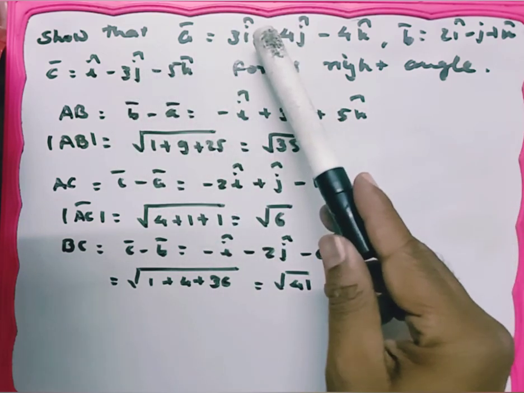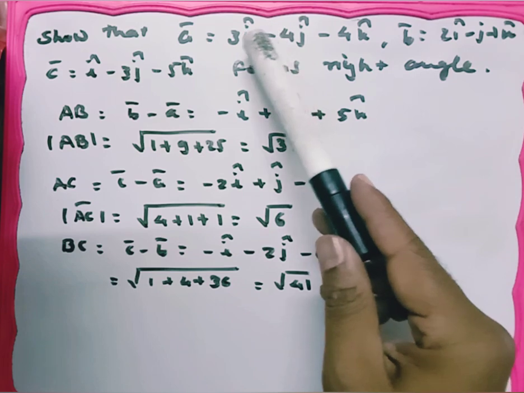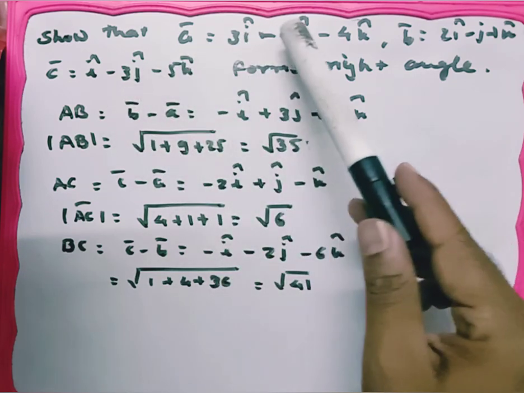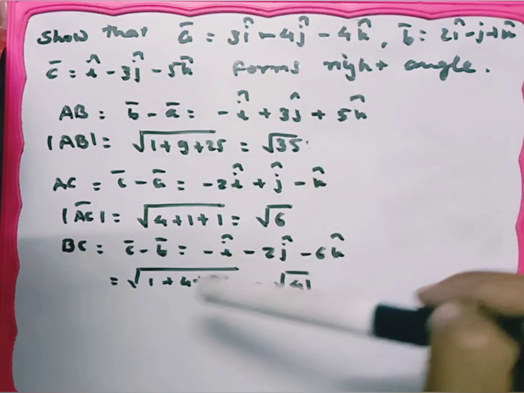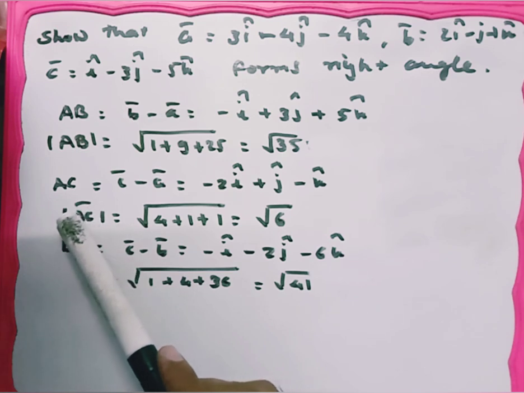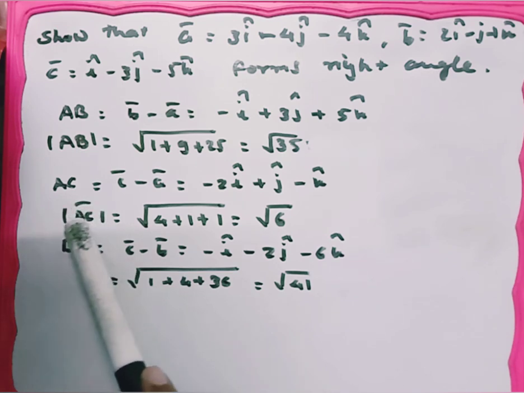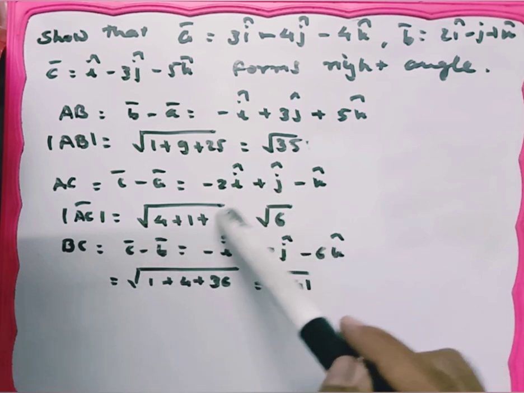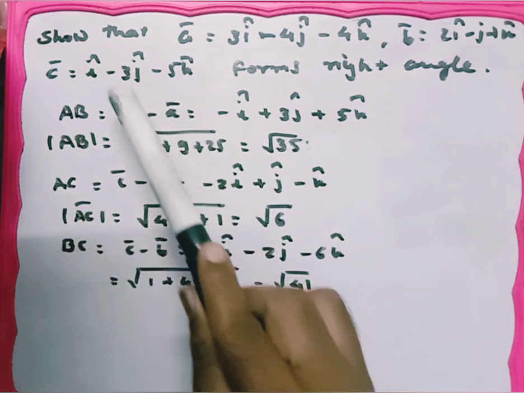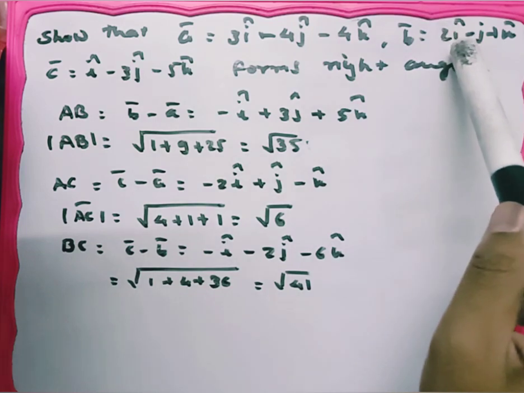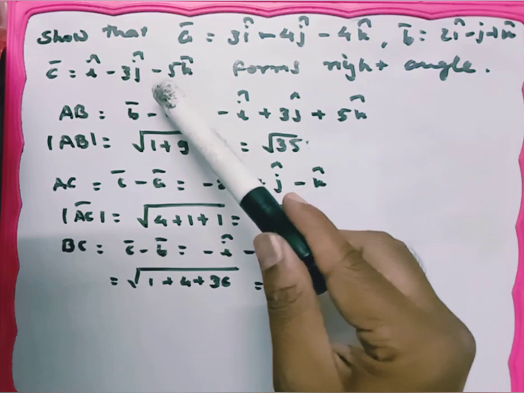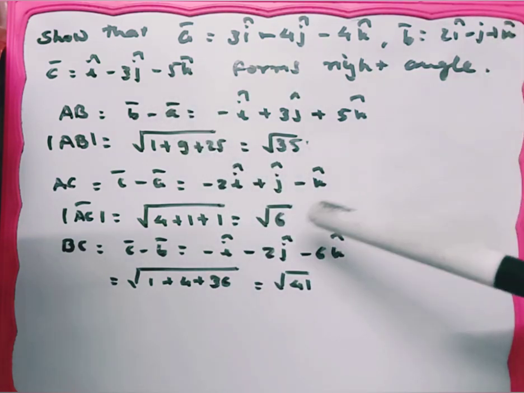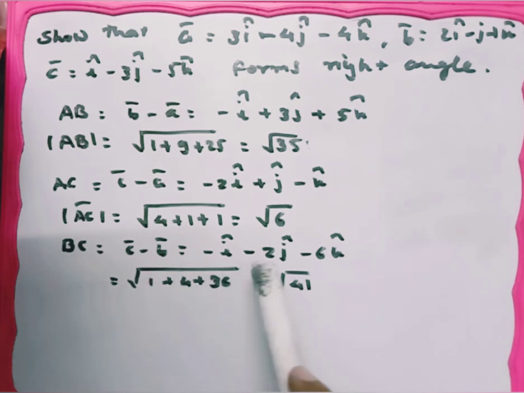Now AC we find the position vector: 1 minus 3 is minus 2, minus 3 plus 4 is plus j, and minus 5 plus 4 is minus k caret, and so its magnitude will be AC equals the square root of 4 plus 1 plus 1, root 6. And the BC vector we find: 1 minus 2 is minus i caret, minus 3 plus 1 is minus 2 j caret, and minus 5 minus 1 is minus 6 k caret. So its magnitude is 1 plus 4 plus 36, root 41.